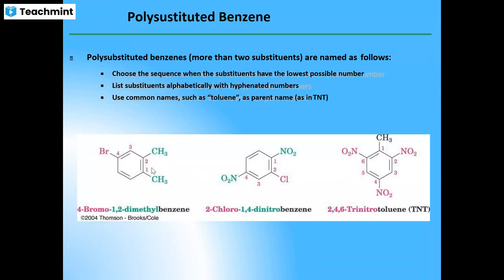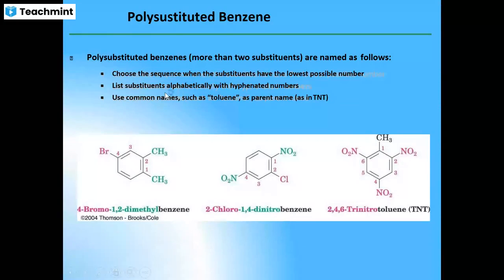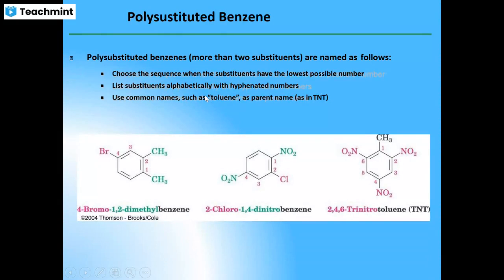Every substituent must get the lowest possible number, then list the substituents alphabetically with hyphenated numbers. Whatever substituents are present on the benzene ring, we have to arrange them in alphabetical order. Then use common names also if they are there, like toluene, phenol, aniline. So it adds common names such as toluene as a parent name, as in TNT. We will discuss that.